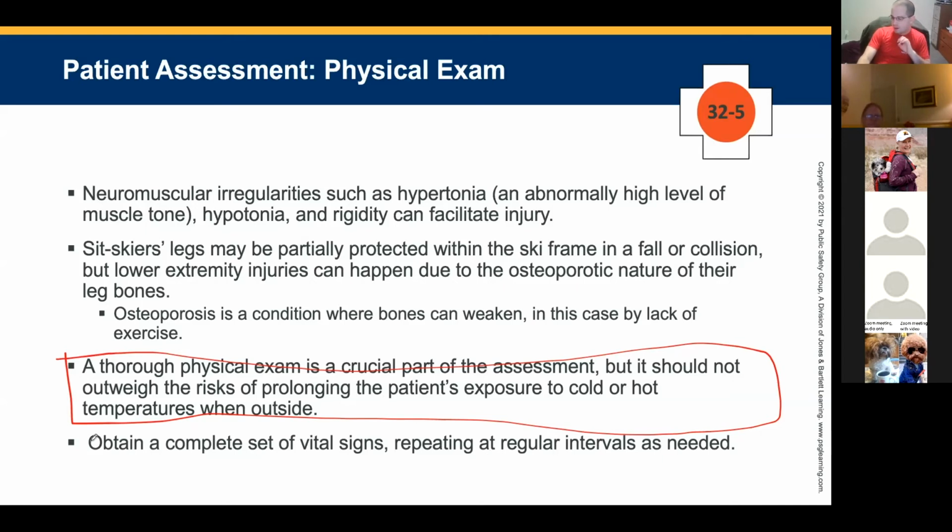When they are talking about regular intervals, they're talking about stable versus unstable patients. So if we have a stable patient, how often should we be getting vital signs? Every 10 minutes. So 10 to 15 minutes. And how about an unstable patient? 5 minutes. Yes, every 5 minutes.